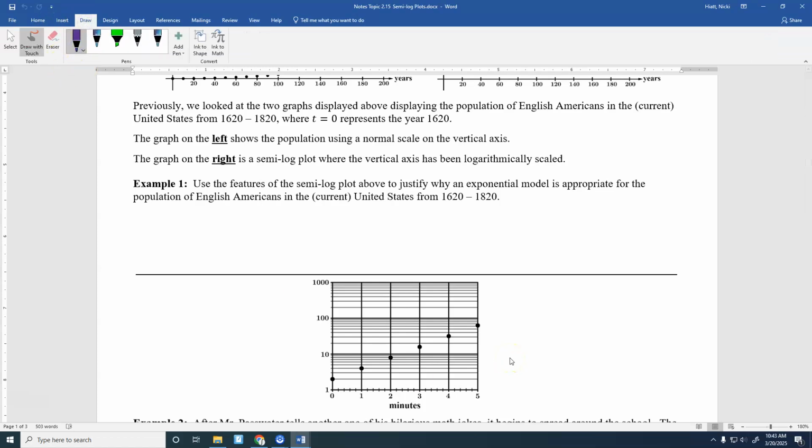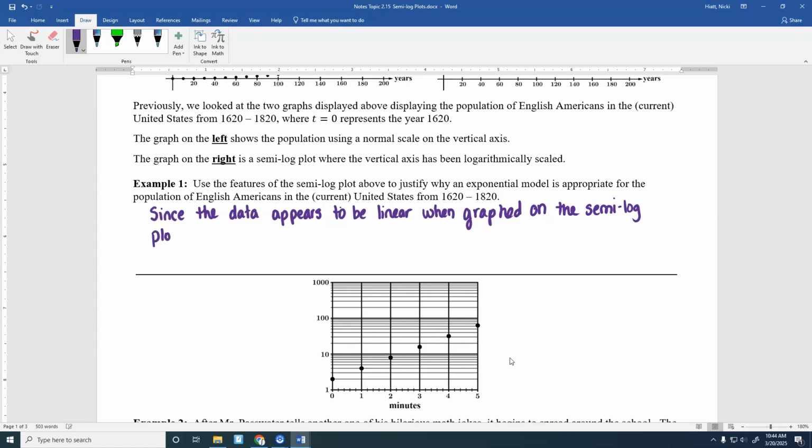So if you were presented a question like this, you would say something like, since the data appears to be linear when graphed on the semi-log plot, the data shows an exponential pattern.